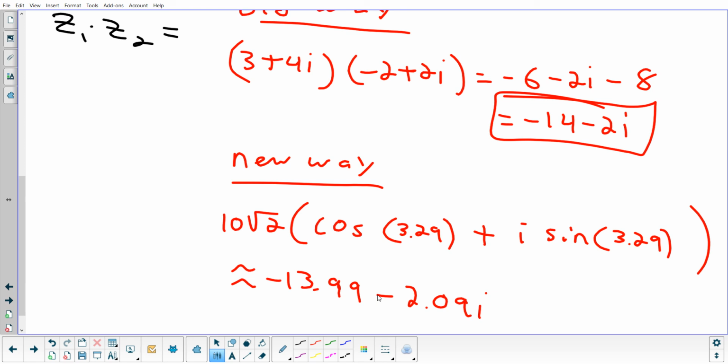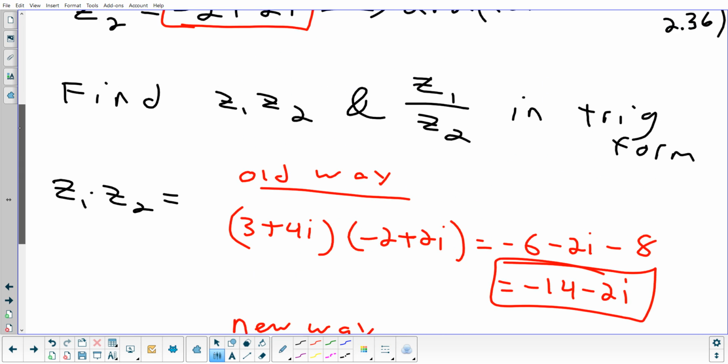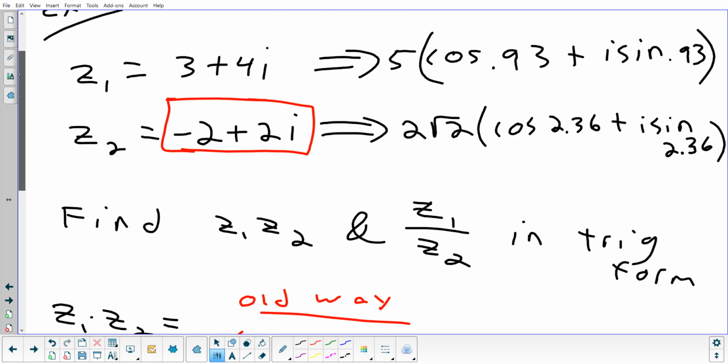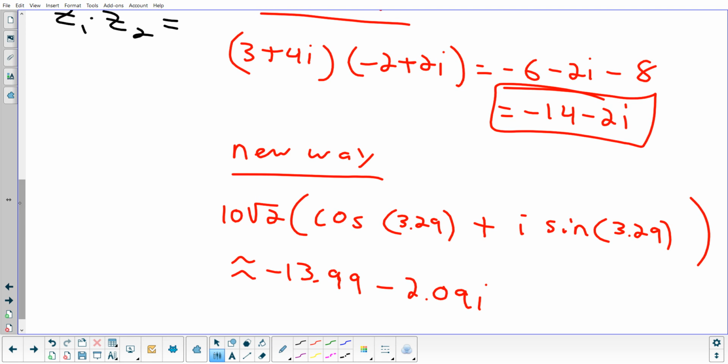Could you do it the other way? Could you take the old way and change it to the new way, and it comes out 10 square root 2 cosine 3.29? Yep, I could have changed this into polar instead. I could have done it either way, but I wanted to compare the two answers, so I had to do it one way or the other. Okay. Any question on that one?